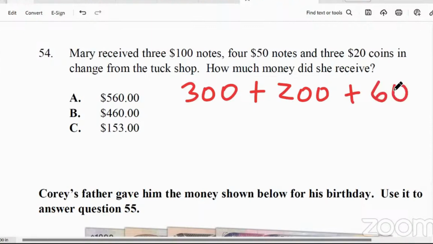Okay. So when we add up 300 plus 200 plus 60, we get a total of $560. So the answer is A. As I said, guys, you will take your time to do your calculations. For some of you, you may need to do the 100 plus 100 plus 100 plus 50 plus 50 plus 50. If you have to do it in that way, then do what you need to do to get your answer, okay? As long as you have time, then you do what you need to do to find your answer.